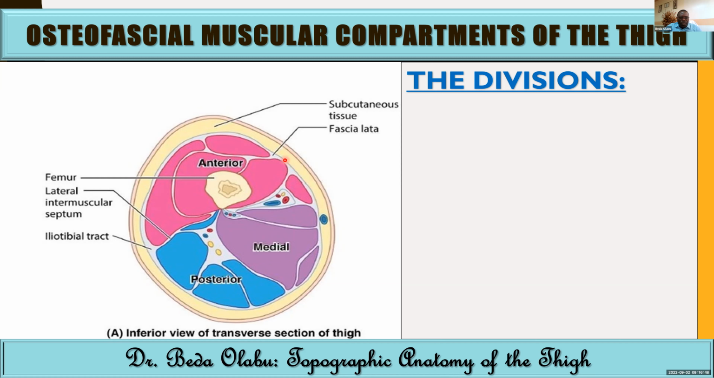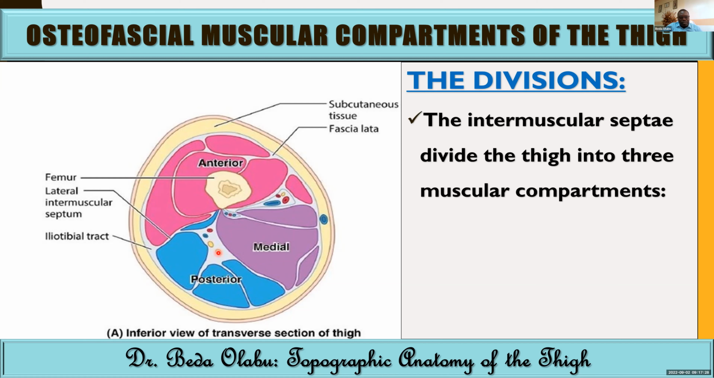Beyond the subcutaneous tissue, we have the deep fascia of the thigh, which is this one, which we call the fascia lata. Fascia lata sends in septae, like this one, written the lateral intermuscular septum. We can also see this one going in all the way to the femur, especially near the linea aspera there. So these septae, as we can see, tend to divide the thigh into compartments.